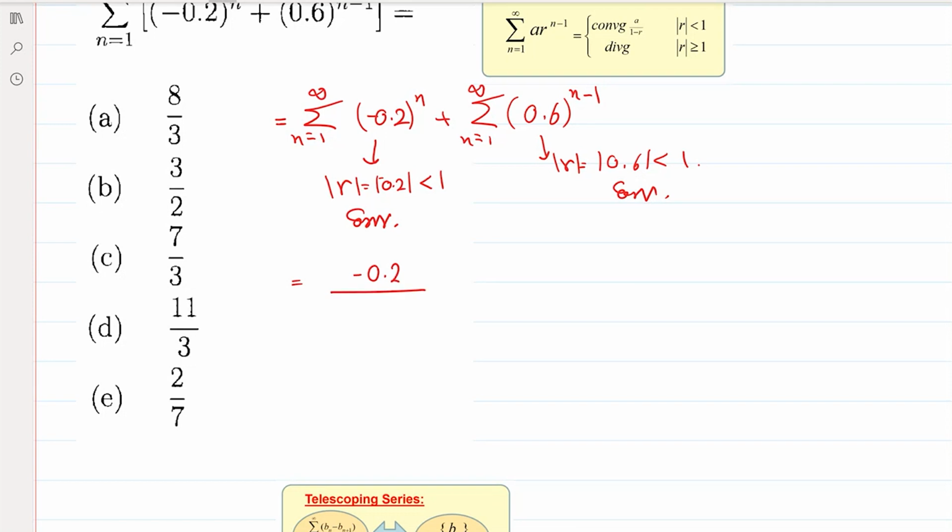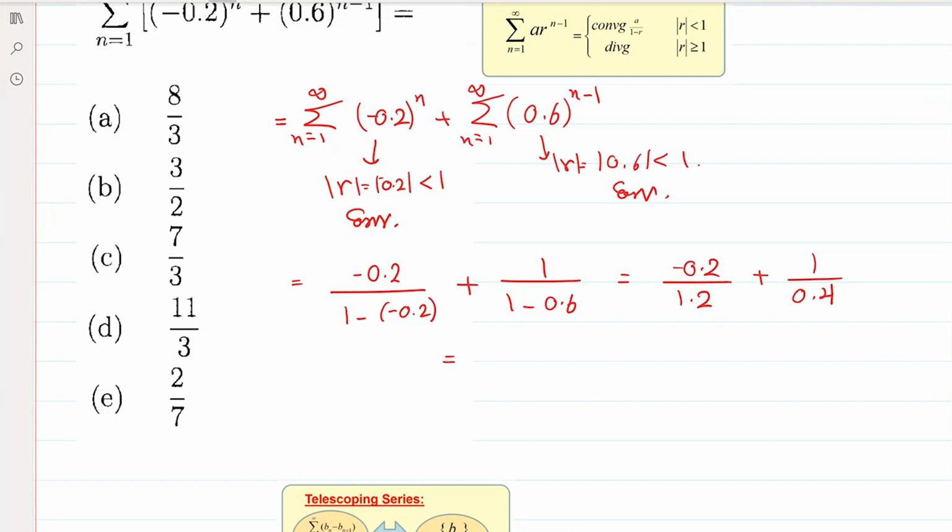Divided by 1 minus the ratio, which is minus 0.2, plus the second term. What is the first term? It will be 1, exactly. So it will be 1, since 0.6 to the power 0 is 1, over 1 minus 0.6. So the sum will be minus 0.2 over 1.2 plus 1 over 0.4, right?